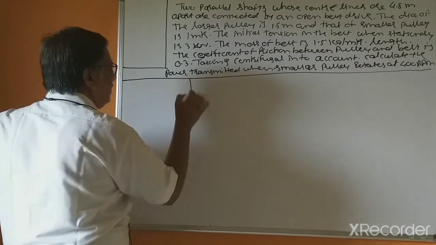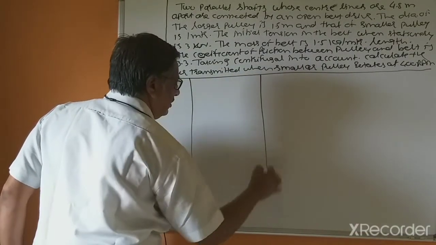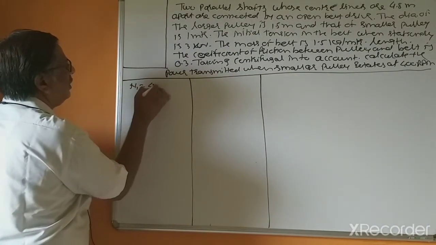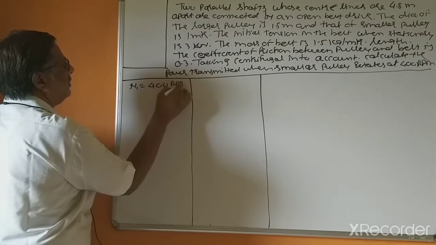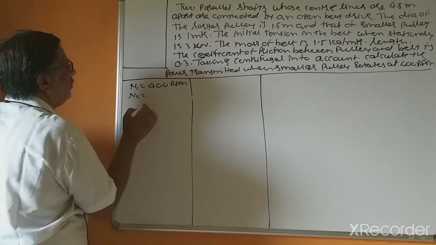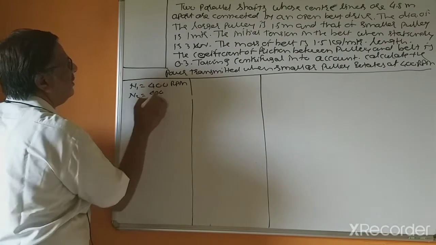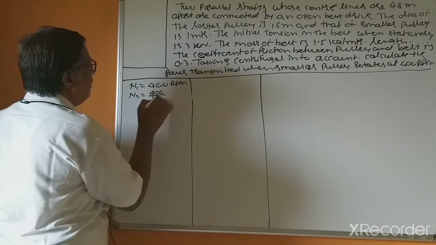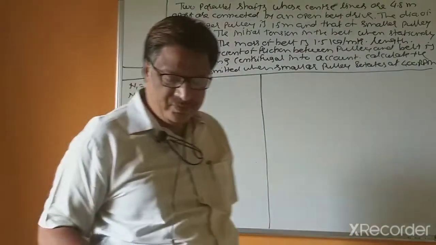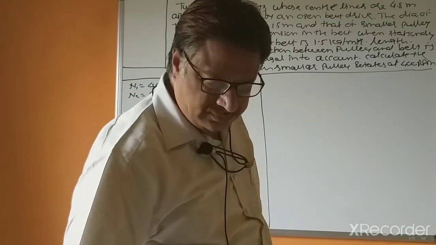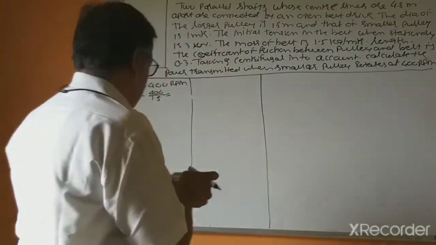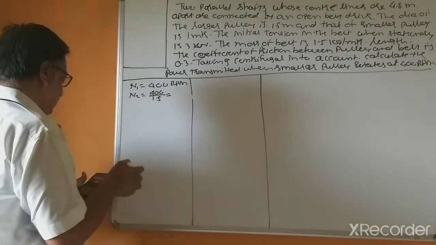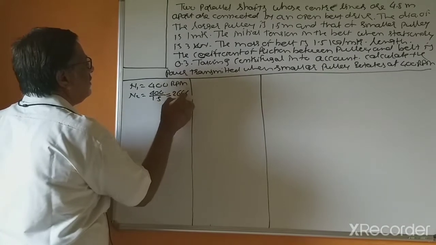So first we'll see RPM of this N1 equal to 400. So that's why N2 equal to 400 divided by, because this velocity ratio is 1.5, that's why divided by 1.5, equal to 266.66 RPM.